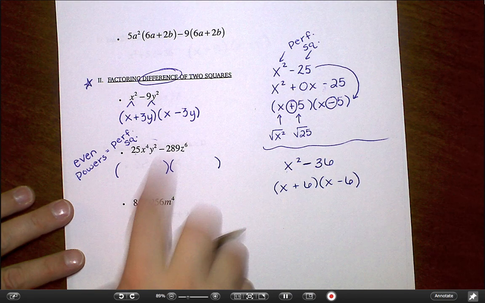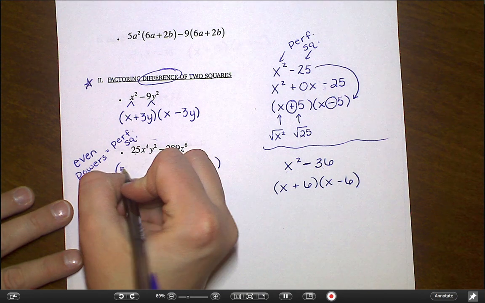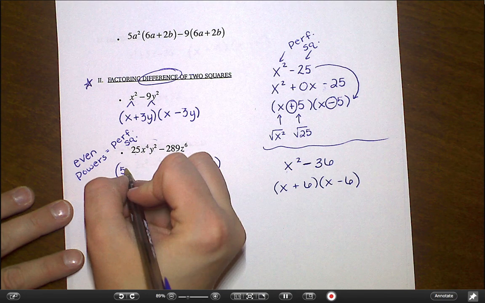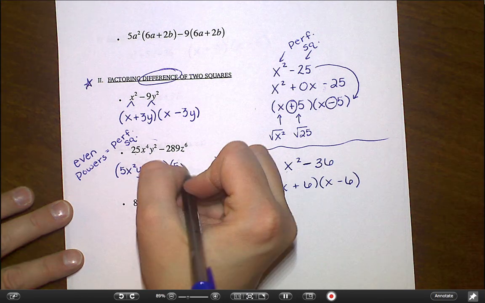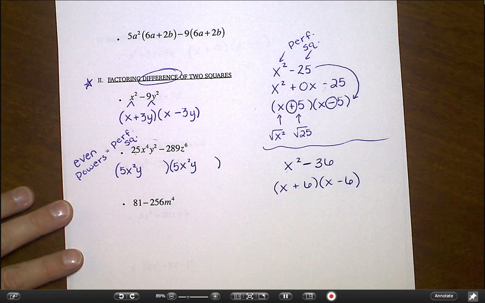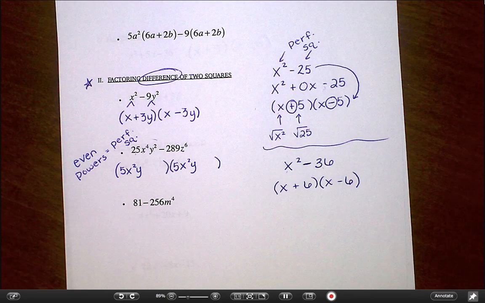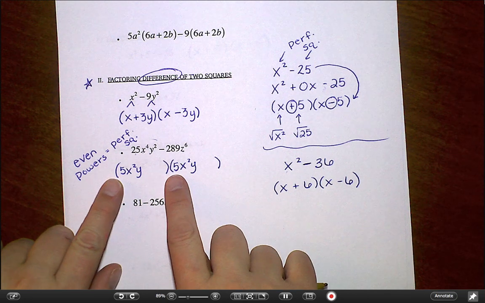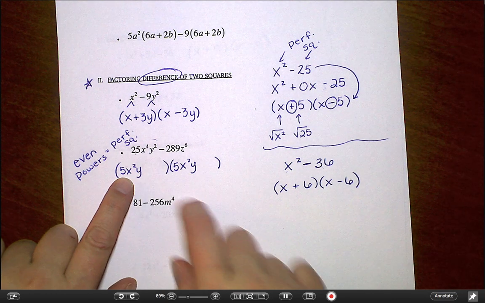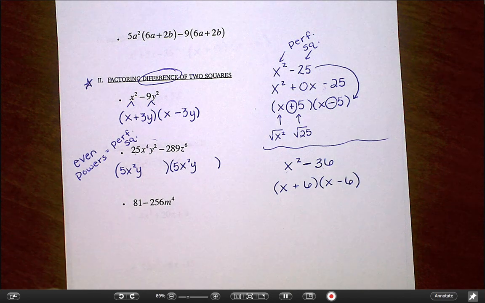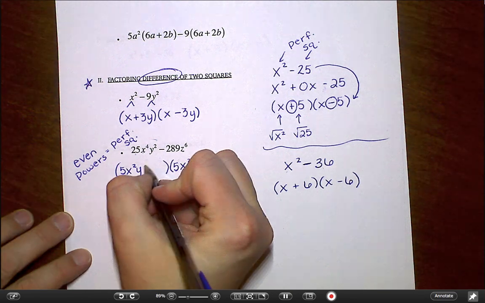Okay, so this would break into 5x squared y and 5x squared y. And if that was confusing, let that sink in a minute. Multiply it back together in your head. 5 times 5 is 25. x squared and x squared makes x to the fourth, and y and y make y squared. One plus, one minus.